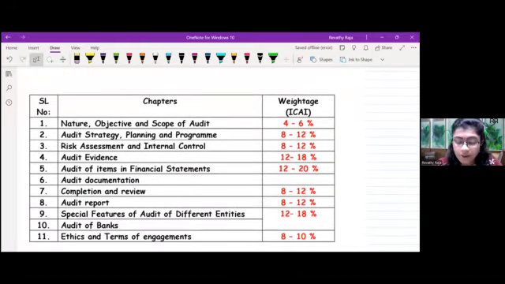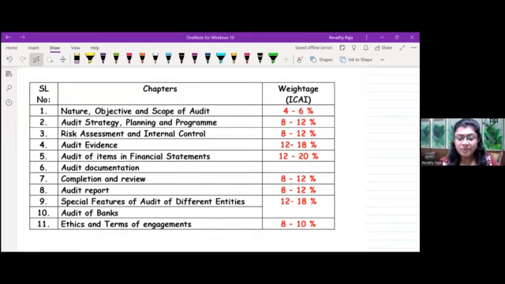Okay, so as you are aware, we have 11 chapters in our syllabus, of which chapter numbers 1, 2, 4, 6, 7, 8, 11, and also 3 partly, are mainly essay related chapters. Now, first chapter is nature, objective, and scope of audit.